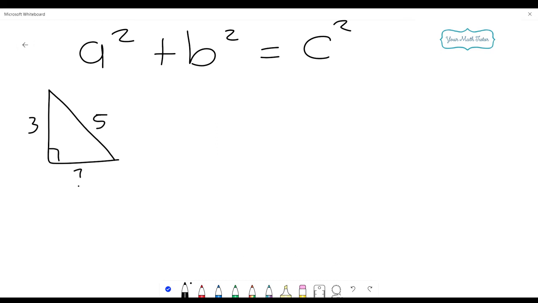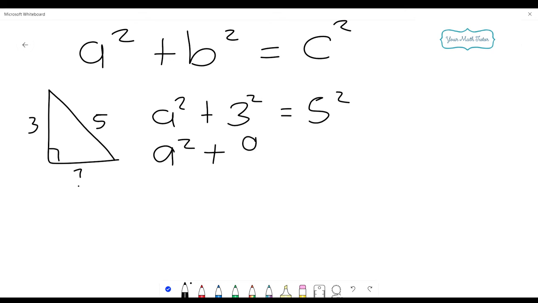Say we had a question where we were given B and C but not A. So how do we solve for it then? We do the same thing. We don't have A, so that remains as A squared, plus B squared, which is 3 squared, is equal to C squared, which is 5 squared. So that means we have A squared plus, what is 3 squared? It's 9, is equal to, what is 5 squared? It's 25.